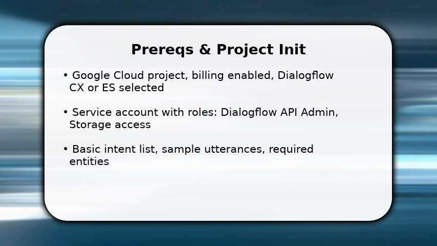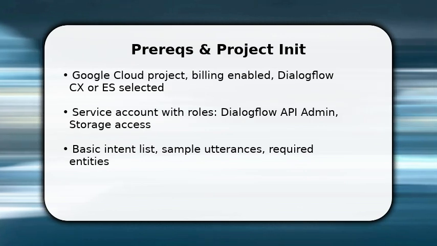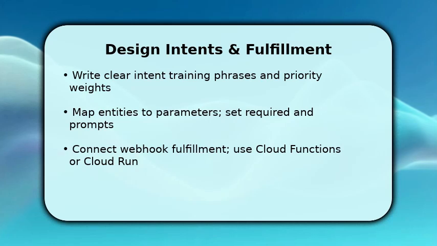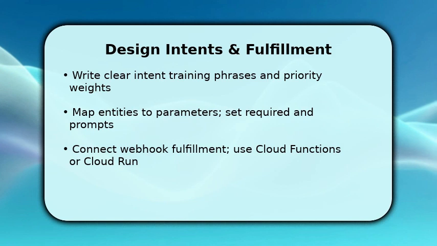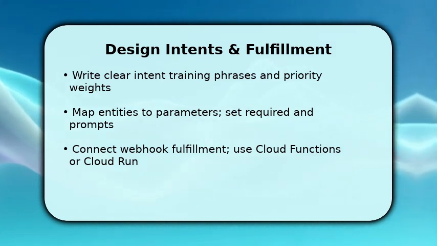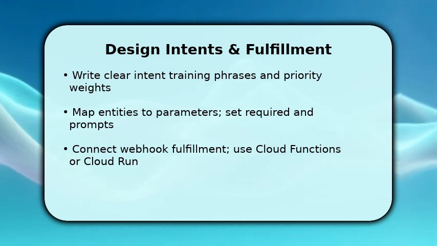You should draft 10 to 20 core intents and map the key entities now, because defining scope early reduces rework and keeps testing focused. Now design intents with varied training phrases and set matching thresholds. This improves recognition accuracy. Map entities to parameters, mark required ones and author prompt messages so Dialogflow asks for missing info. Then implement webhook fulfillment.